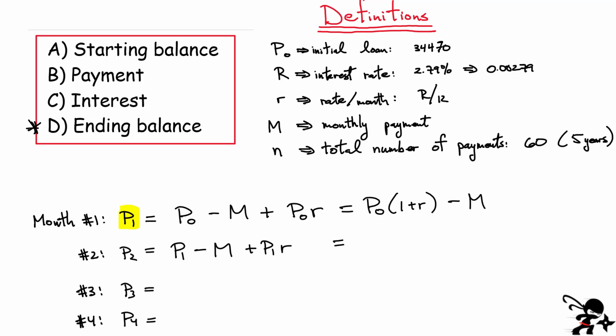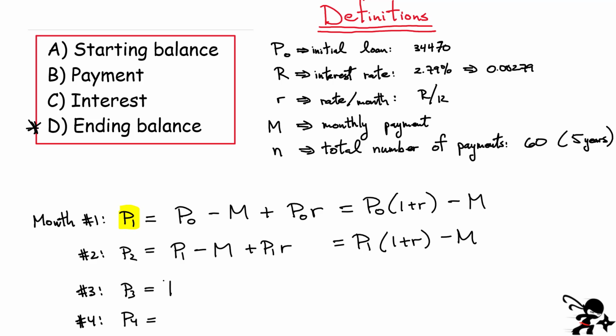Again, now I could do the same type of math and simply factor this out. So let's go ahead and do that. So this will be P1, and now 1 plus R, again, minus M. Well, hopefully you can see a pattern developing here. All right, let's do this one more time.